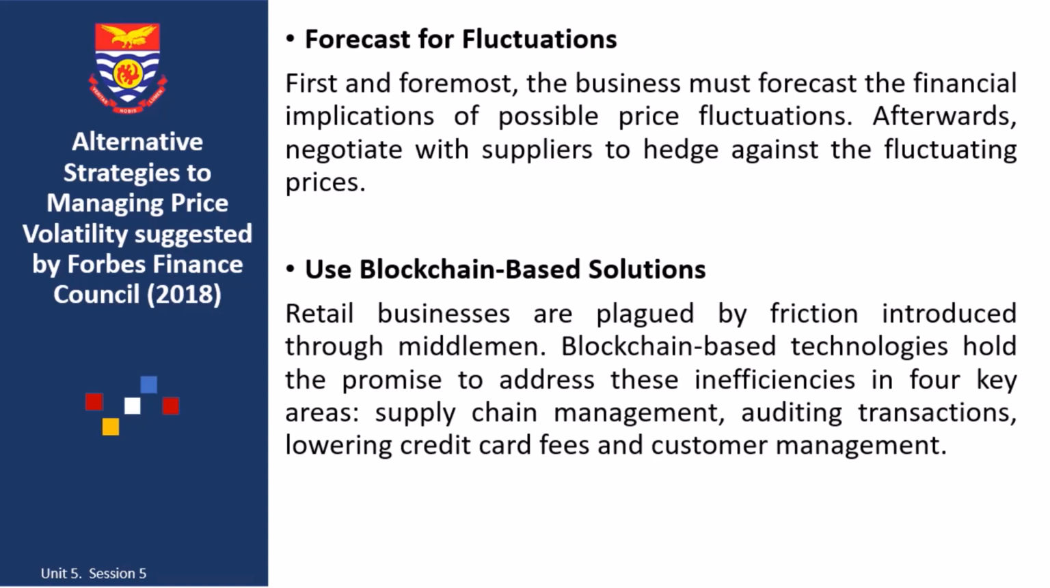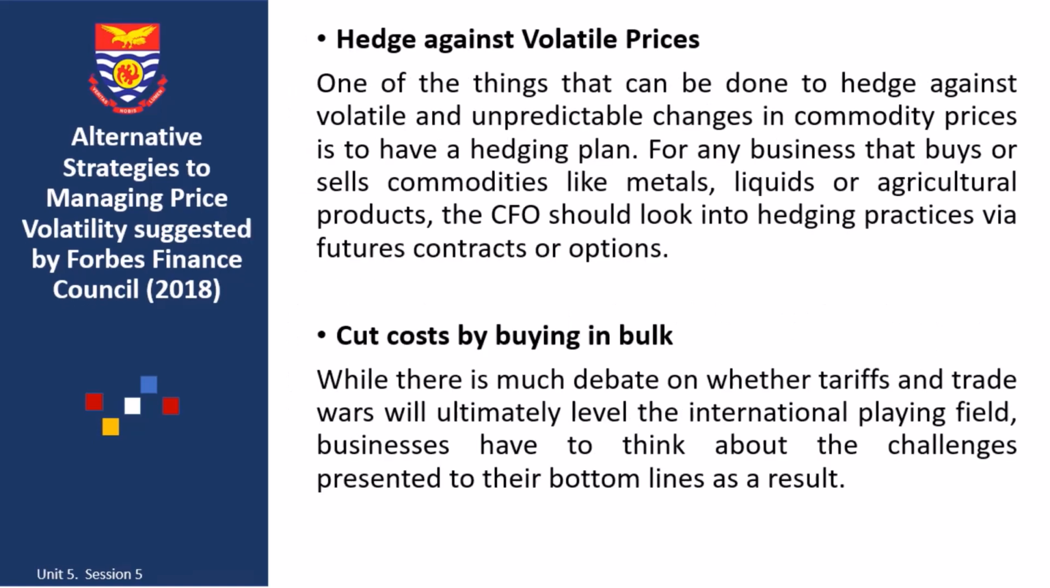So all of these are alternative ways you can manage price volatility, by eliminating middlemen and using blockchain-based solutions for your pricing and other business activities of the supply chain. Again, you hedge against volatile prices.